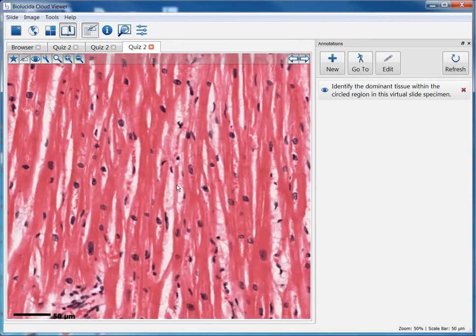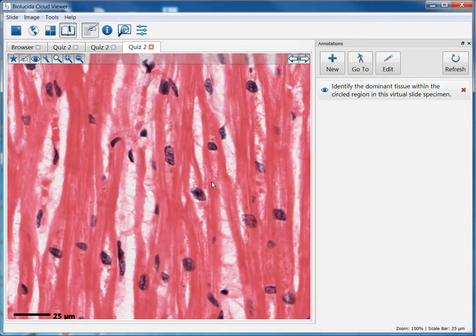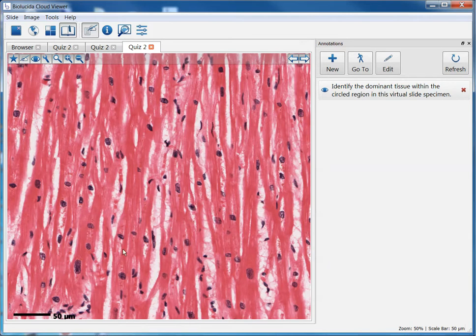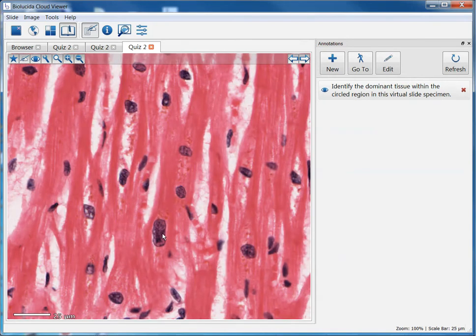So as we zoom in, we find that there are blue staining structures, and those are nuclei. And then we see that many of these nuclei are embedded within the pink acidophilic material. And then you see that the nuclei that are in the eosinophilic material are either round or boxcar shaped.